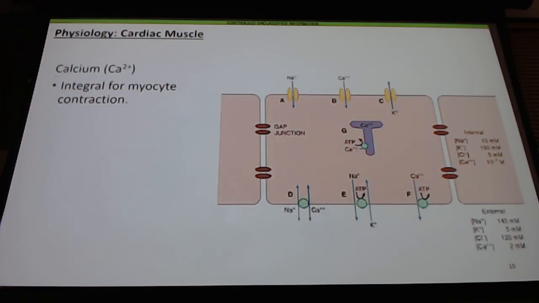And then we also talked about how calcium, in addition to being important for the depolarization of pacemaker cells, is also vitally important for the actual function of the myocyte itself. So you need this calcium in order to get the muscle to contract.